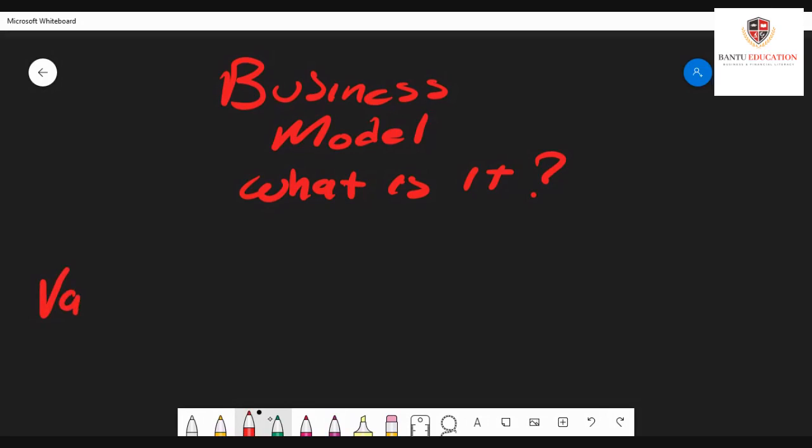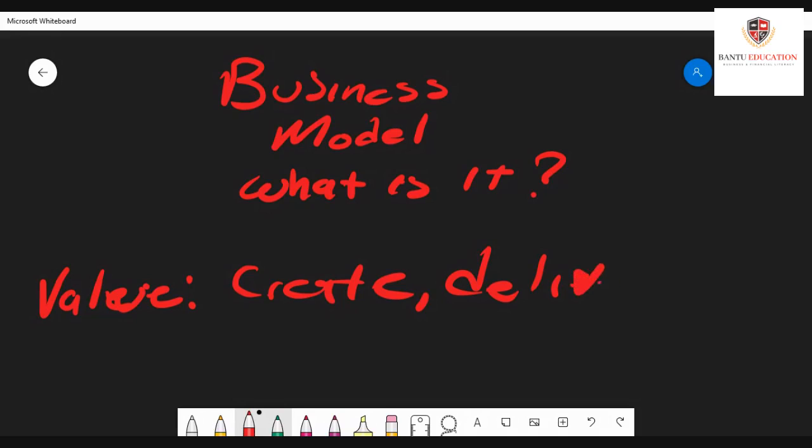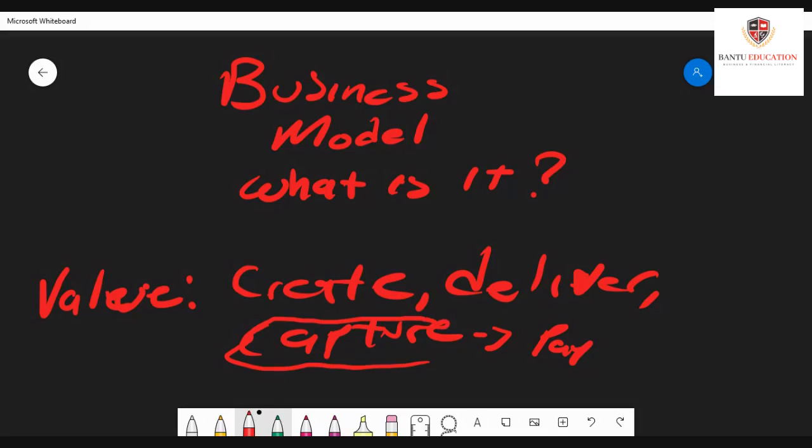So what value, right? Value is how you spell it. Don't mind my spelling. So what value are you creating by selling that product, right? First of all, how do you plan to create that value? How do you plan to deliver that value, and how do you plan to capture value? Now, usually when you're capturing value, we're talking about the payment aspect of it, right? How do you plan to get paid for your work, right?